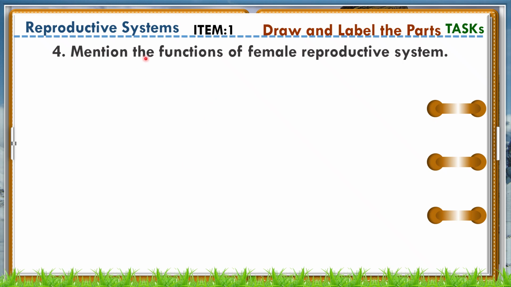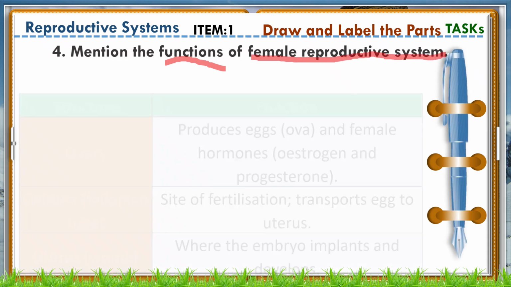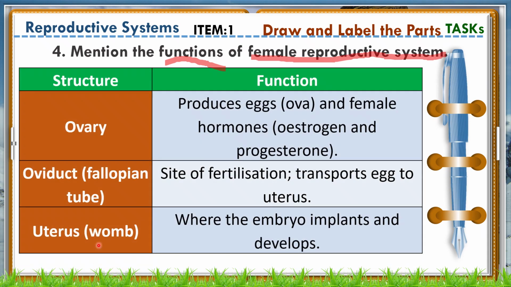Measure the functions of the female reproductive system. So here we want to look at the functions of the female reproductive system. So in the female, we have the structures and then their functions. We start with the ovary. The ovary produces the eggs, which we call the ova, and also the female hormones. And those hormones are estrogen and progesterone.